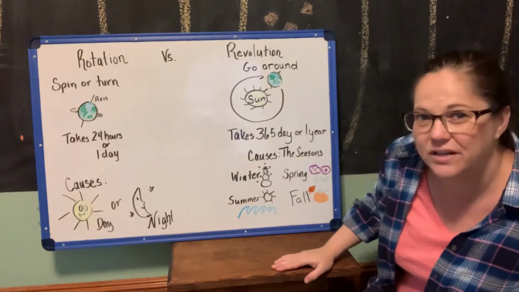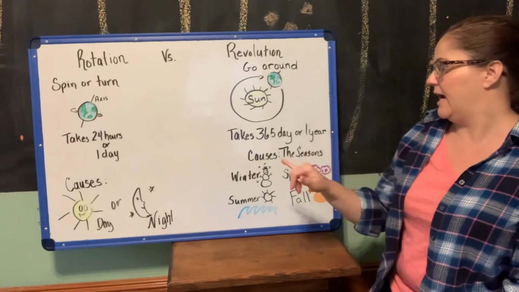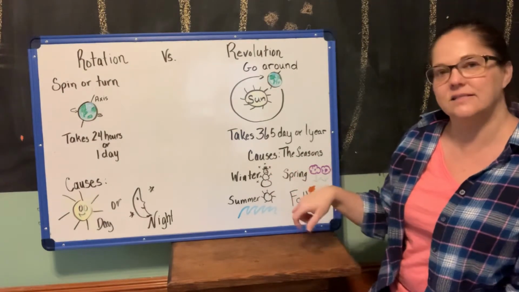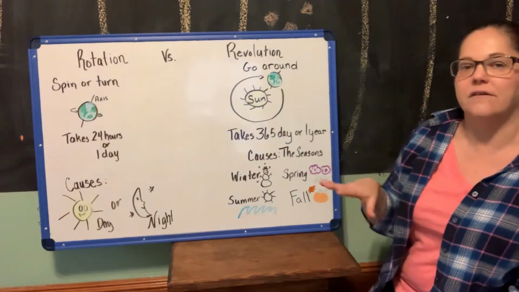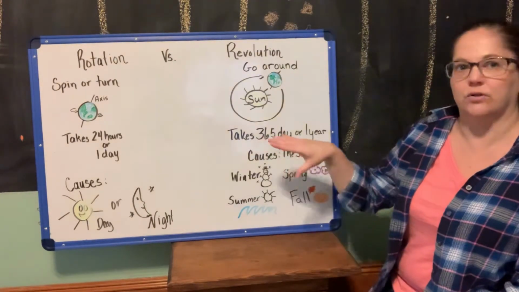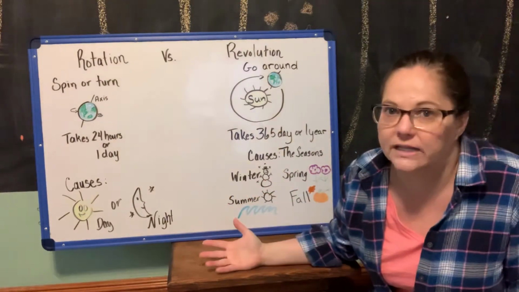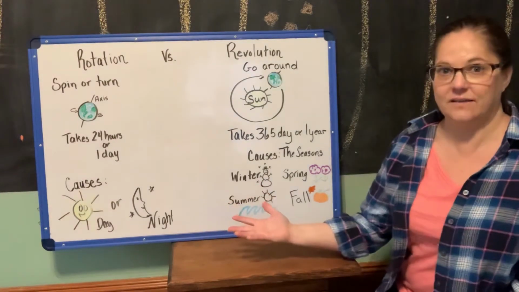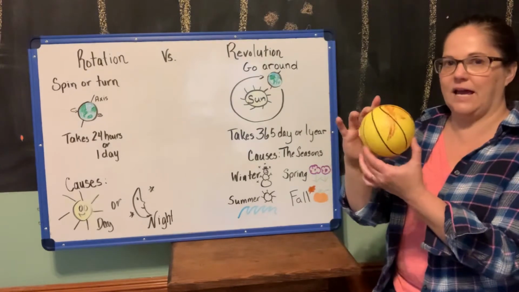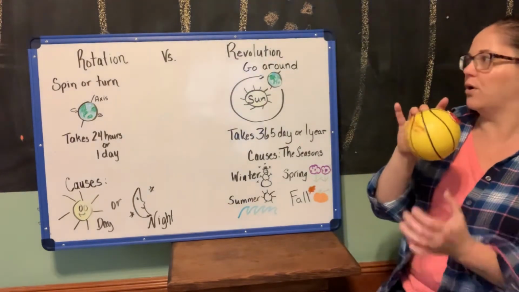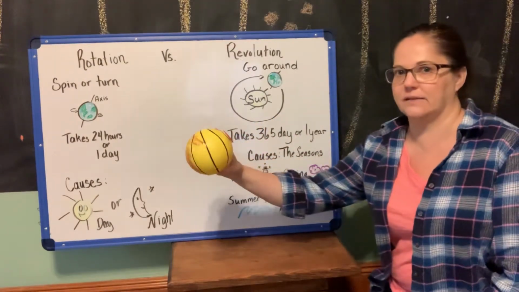It takes 365 days or 1 year. And this is what causes the seasons. This is how we get a winter, a spring, a summer, and a fall: the revolution. So the Earth is moving in two ways, and we don't feel a thing because of gravity. Isn't that amazing? The Earth is spinning on its axis, giving us day and night, but it's also making a revolution around the sun as it spins.